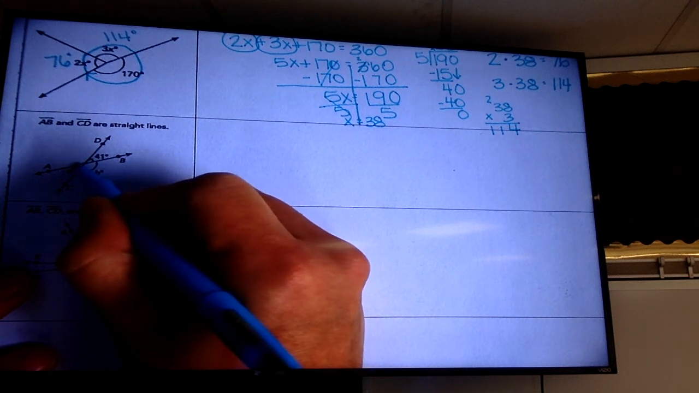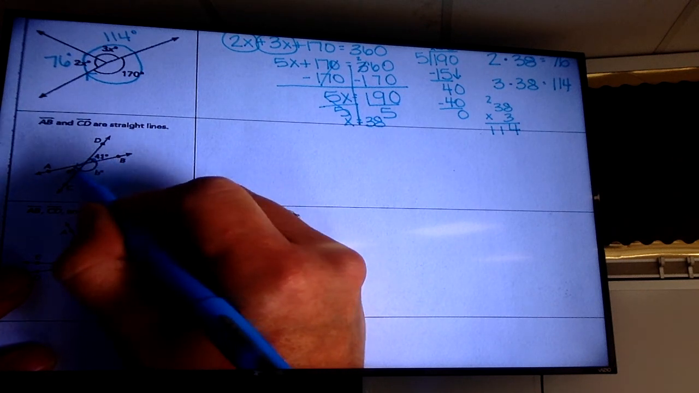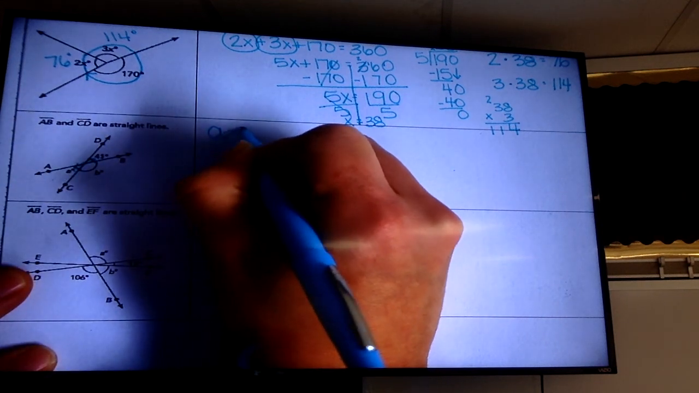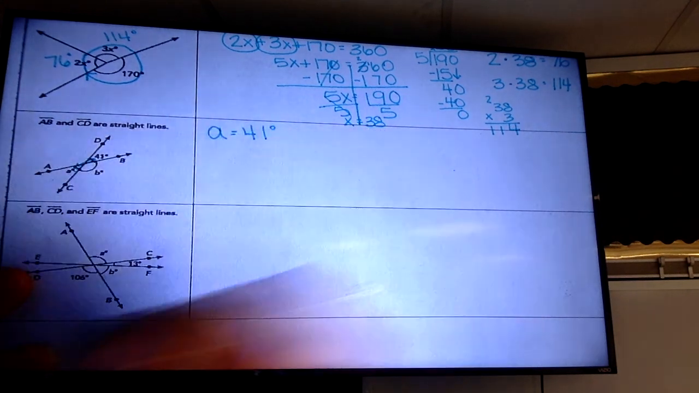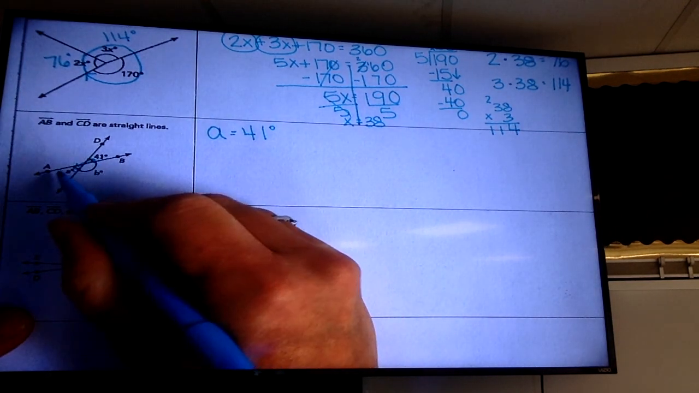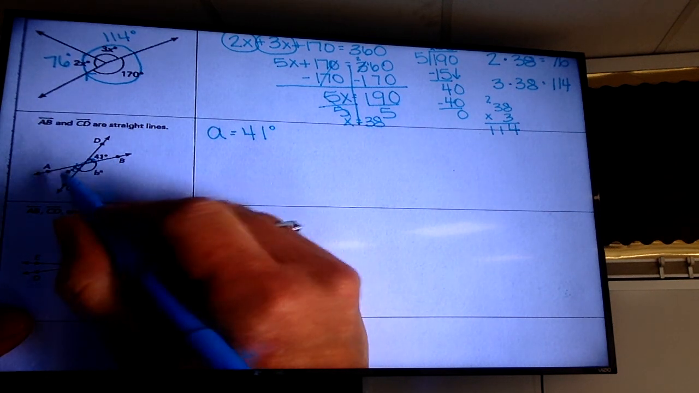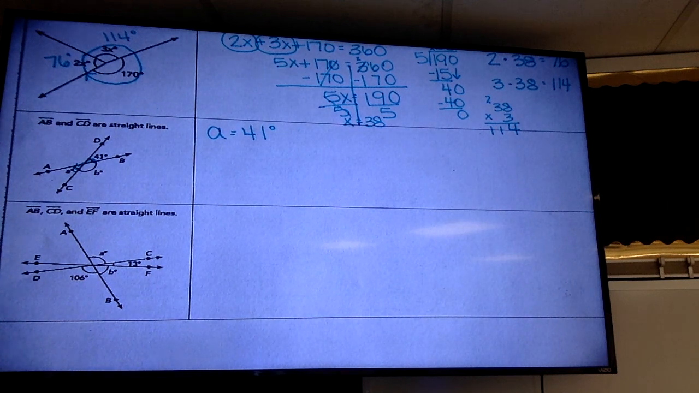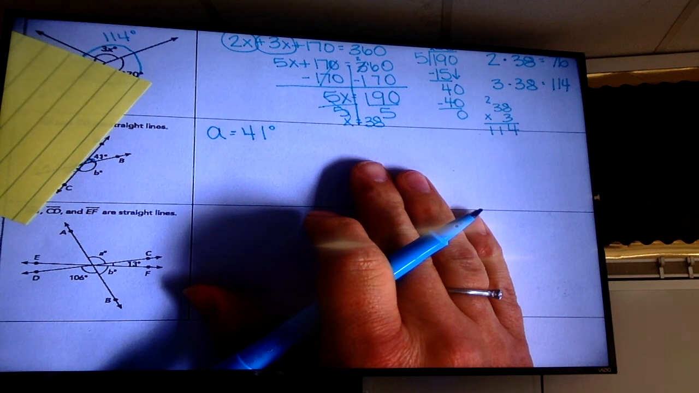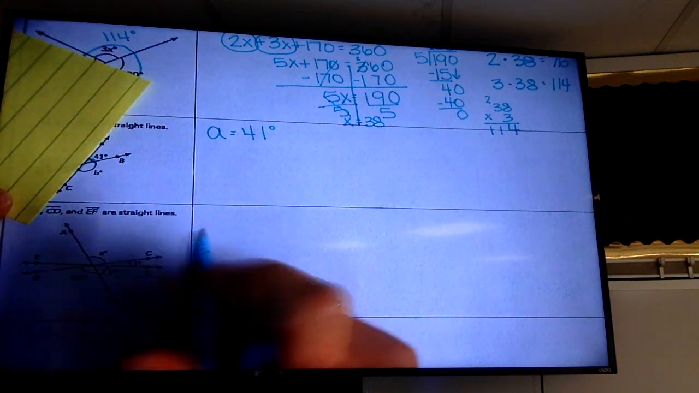Since these are intersecting lines, I know that these are vertical angles. I know right away that if this one is 41 degrees, then A also has to be equal to 41 degrees. It's automatic. Since they are vertical angles, they have the same value. They're congruent. Okay? Then I'm going to use my post-it note, and I like to use it to cover up information that's not necessarily important to me to solve the problem. So I'm going to cover up that portion of the diagram.